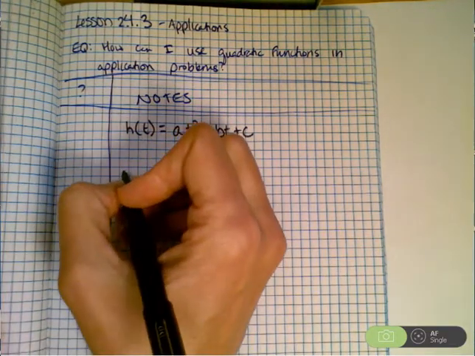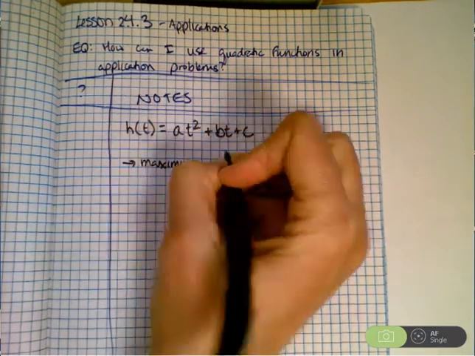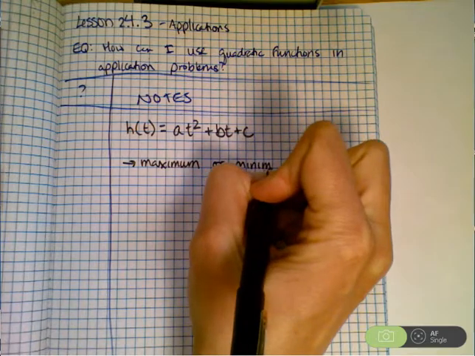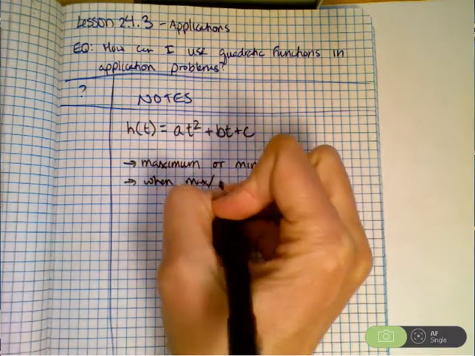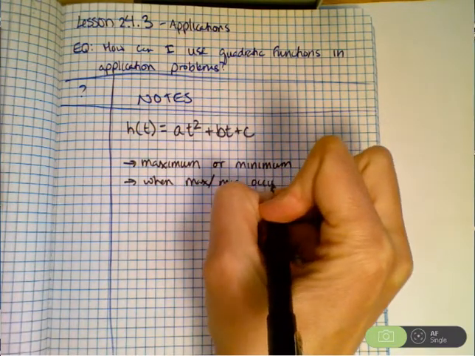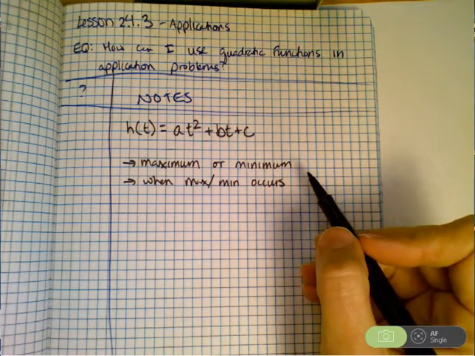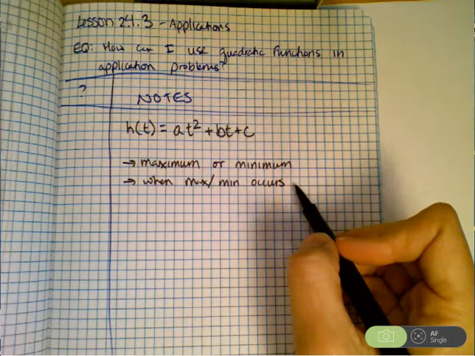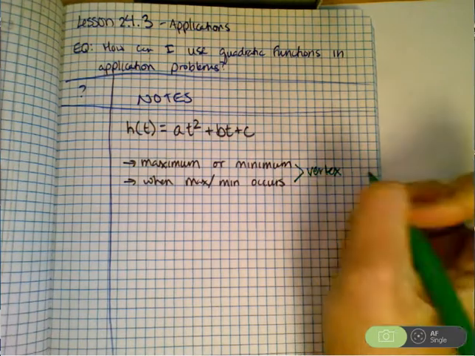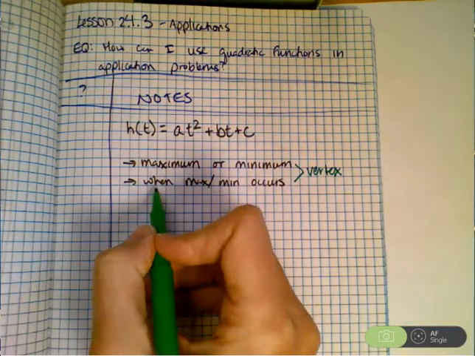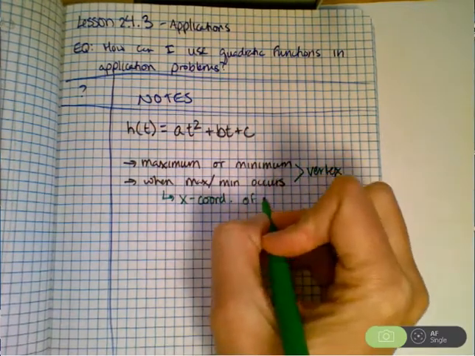A couple of things that you'll often be asked are to find a maximum or a minimum, and then also to find when the max or minimum occurs. Remember, if we're talking about a quadratic, then we're talking about a parabola. If we're talking about a parabola, then the maximum or minimum is always at the vertex. So this is always going to be related to the vertex of the parabola. This when part will be the x-coordinate of the vertex.